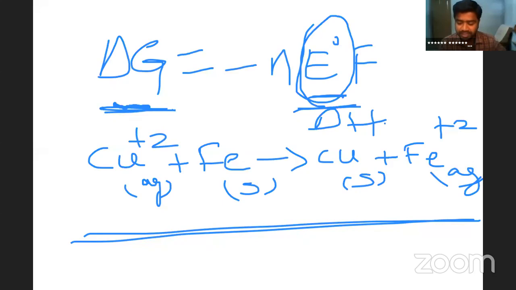So the discharge happens at the negative electrode, that's what we call the cathode, and the reactive metal produced is deposited there on a suitable material used as the electrode. So this is how the reaction will be carried out.